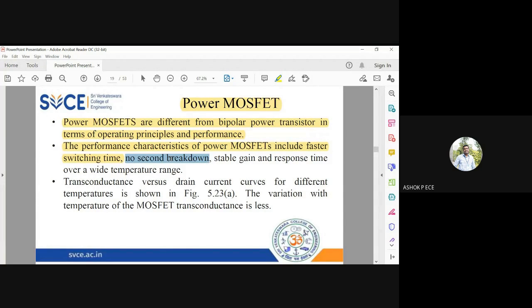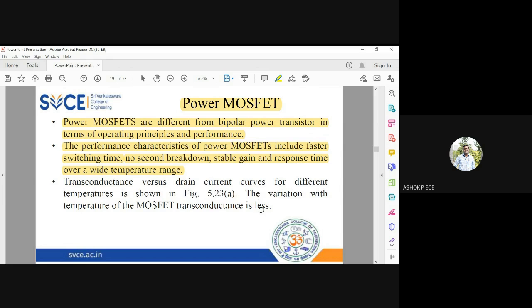There is no second breakdown as you have in power BJT. The gain is very stable and the response time is also very good. It will respond very fast over a wide temperature range. Since the temperature dependence of a MOSFET is very, very less, we usually go for power MOSFETs when there is a requirement of high power applications. When you have a choice between BJT and MOSFET, you go for MOSFET because of all these reasons. The switching time is very fast. There is no second breakdown as in your BJT. The gain is very stable, a flat, constant gain, and MOSFETs respond much quicker compared to your BJTs over a wide temperature range.